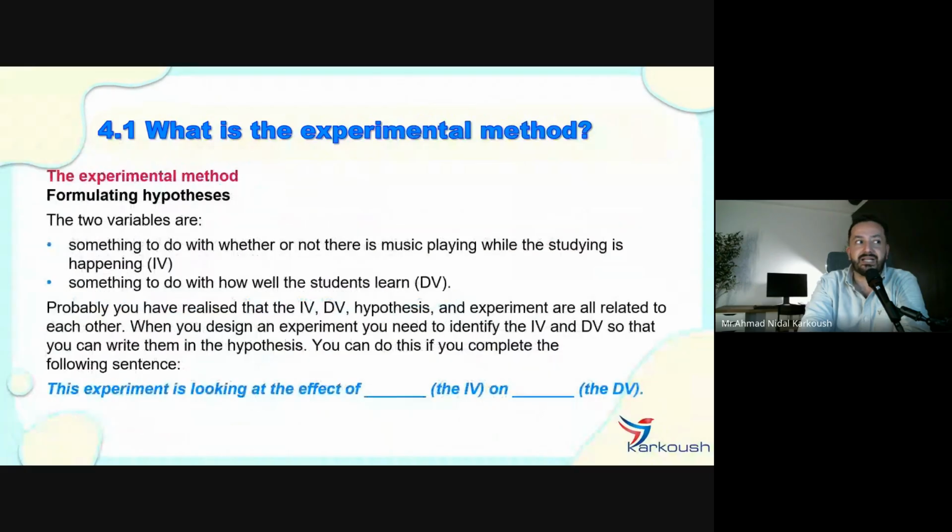But technically speaking, a better way of writing it is saying that classical music will do something to the brain while studying. And you will see this now.